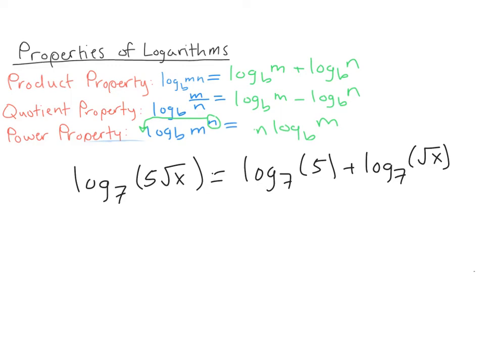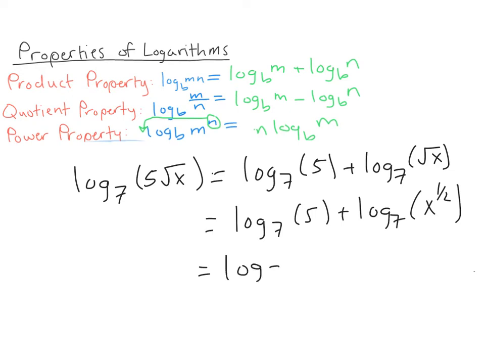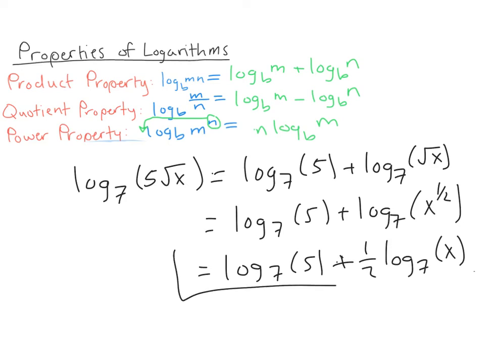Now remember, you do have the ability to change a radical into a rational exponent by going ahead and saying log base 7 of 5 plus the log base 7 of x to the 1/2, okay? Now with the power property, we are now going to go ahead and move that 1/2 to the front, and we should have something like this. And then, believe it or not, we're actually done there, okay? That's it for that one, okay? So just apply those properties like I did in this video. You should be just fine, okay?